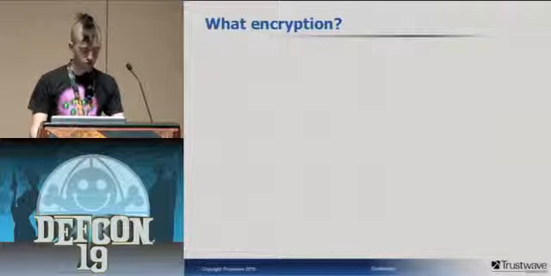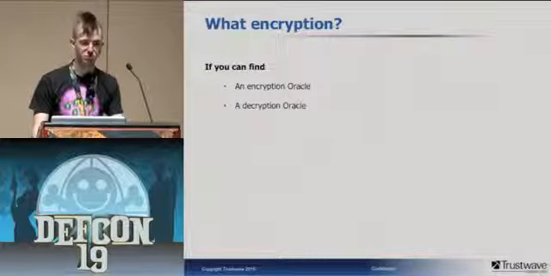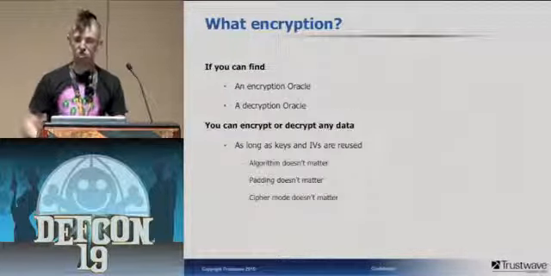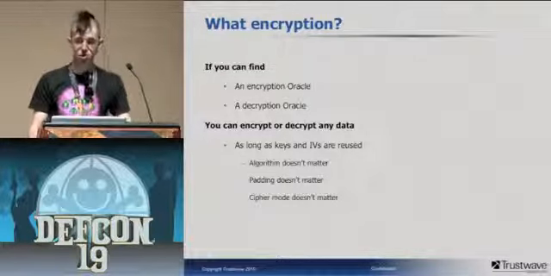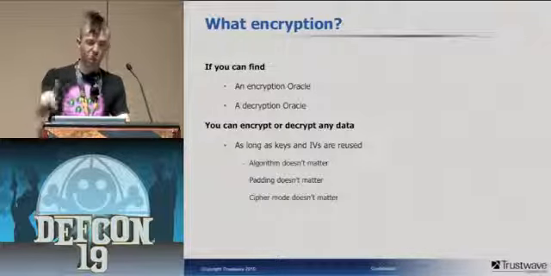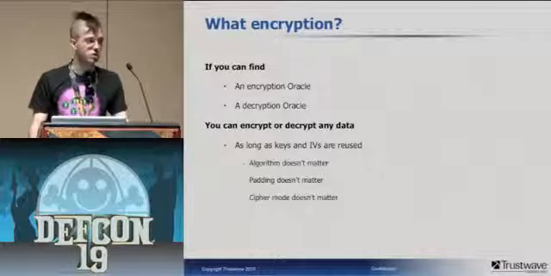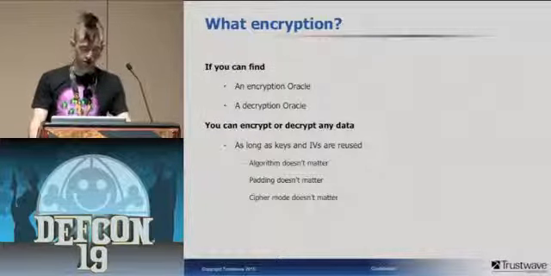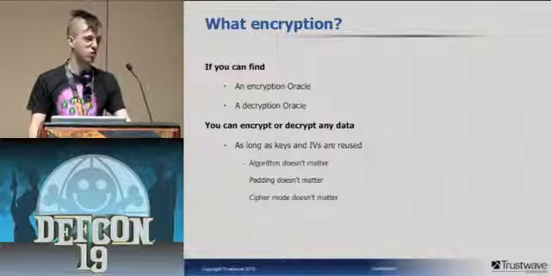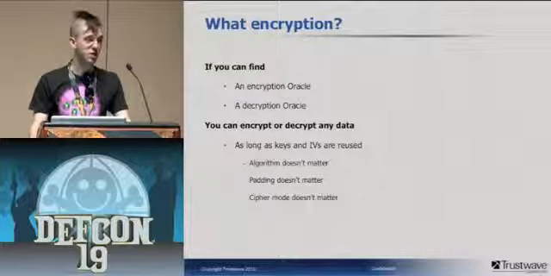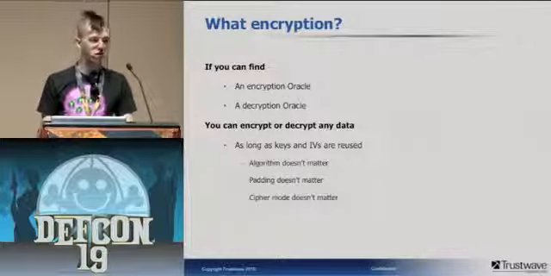So one last take-home point that I want to make is that if you can find an encryption oracle and a decryption oracle, it doesn't matter what you're using, as long as keys and IVs are reused. By the way that cryptography works, anything that's encrypted and decrypted with the same key, IV, cipher is going to be the plain text. So whatever cipher, key, padding, or cipher mode you're using, it doesn't matter if you can find an encryption or decryption oracle. Anything with that same key, IV, and cipher is now as good as plain text.